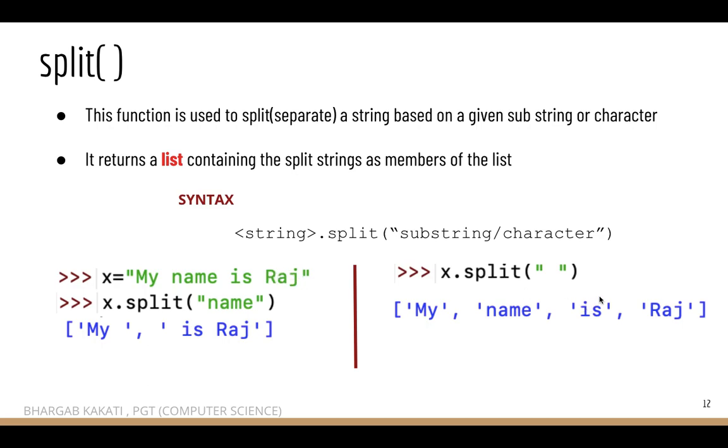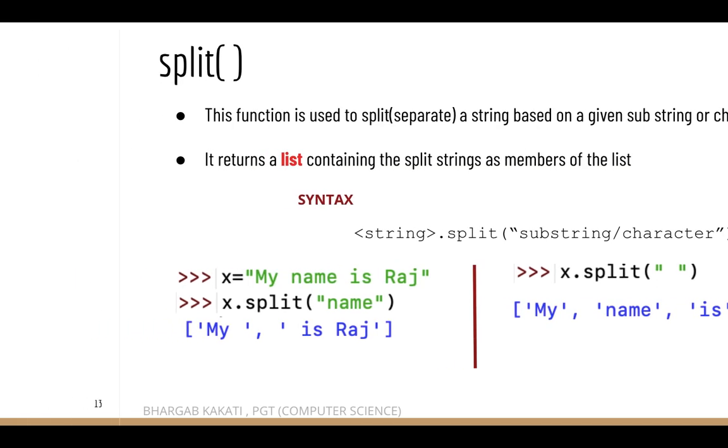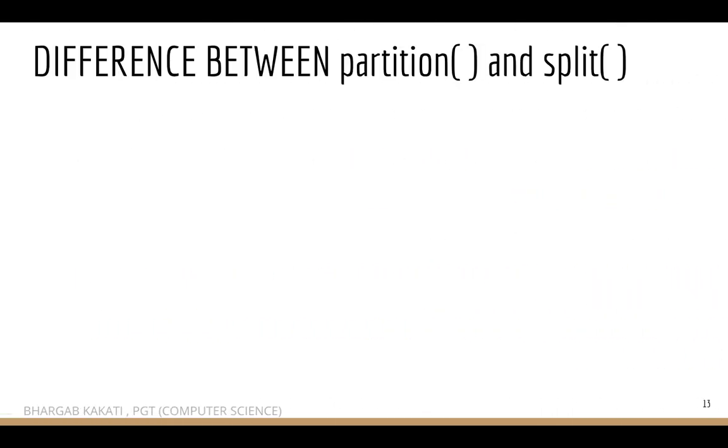So then we have Raj, so Raj is the next element. It will separate the entire string wherever you give the substring or the separator character. Here it's not necessary that it will be subdivided into 3 parts, but in case of partition it will subdivide into 3 parts only. Let's see the difference between both of these functions.